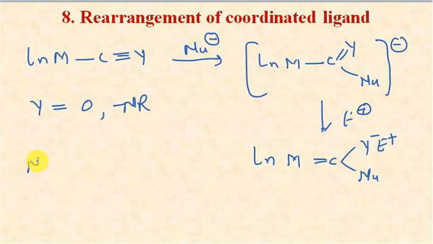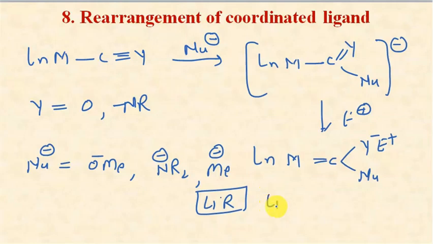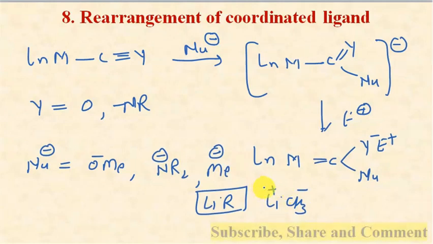The various varieties of nucleophile which can be used here are methoxides, NR2 negative, and even alkyl lithiums, which we can use for the attack of these alkyl carbanions. For example, LiR, or LiCH3, in which Li is positive and CH3 is negative. So this is the negatively charged part. This is the eighth method for the preparation of Fischer carbenes.